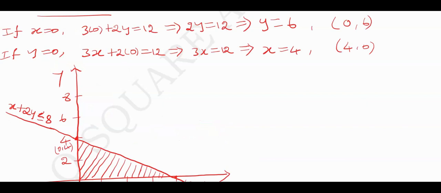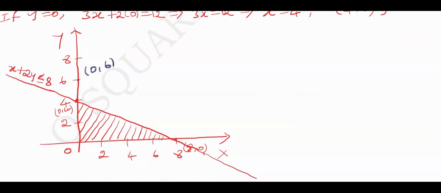For the second constraint, we have the points 0, 6 and 4, 0. 0, 6 is here, this 0, 6 and 4, 0 is here, this 4, 0. Now we'll join these 2 points by a straight line.